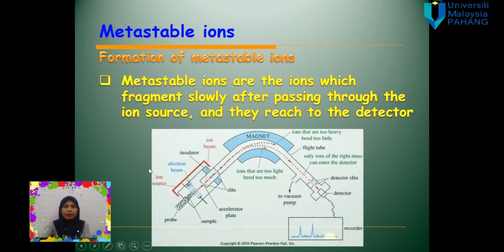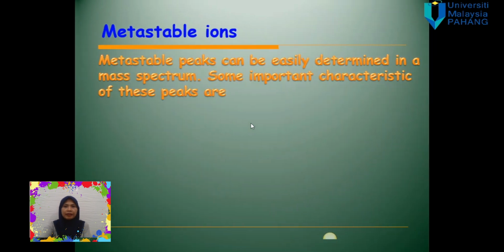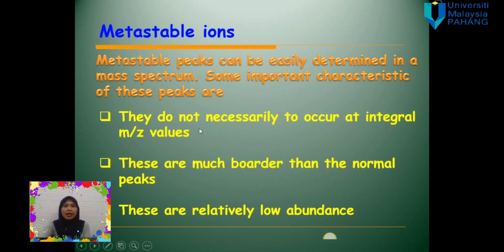Another peak, other than the molecular ion peak, base peak and fragmentation peaks, is the metastable peak. Why is it formed? Because metastable ions fragment slowly after passing through the ion source, on their way to the detector. The characteristics of the metastable peak: they do not necessarily occur at integral m/z values, they are much broader than normal peaks, and they are of relatively low abundance. So although they appear, we do not tend to elucidate their structure.